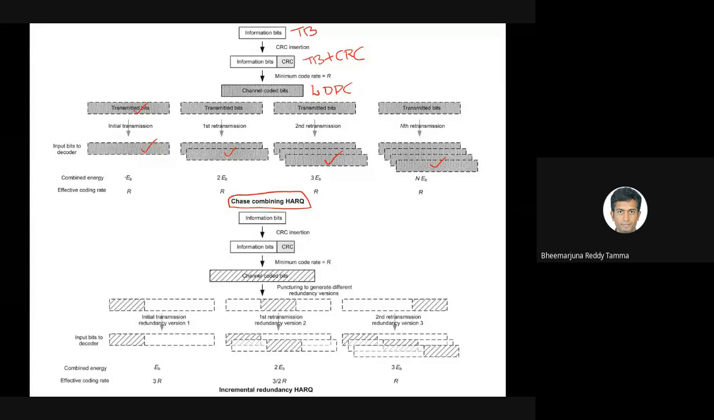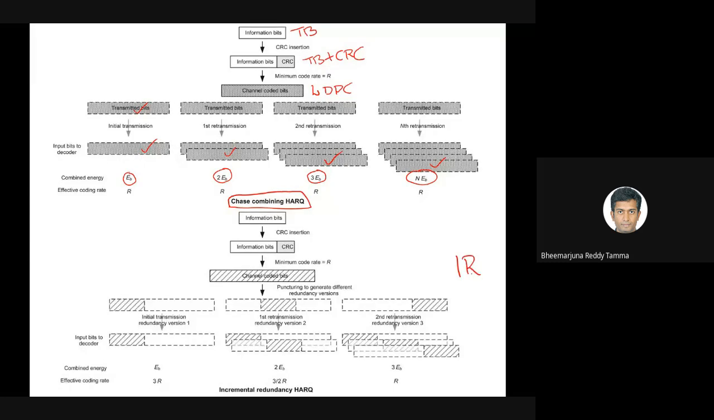And if you look at the energy, that means the symbol that you receive and all the combined energy of them, if it is Eb, then it is 2 times Eb, then 3 times Eb, and N times if it is the Nth retransmission. So by having higher combined energy, your ability to successfully decode will increase. That is if you use chase combining.